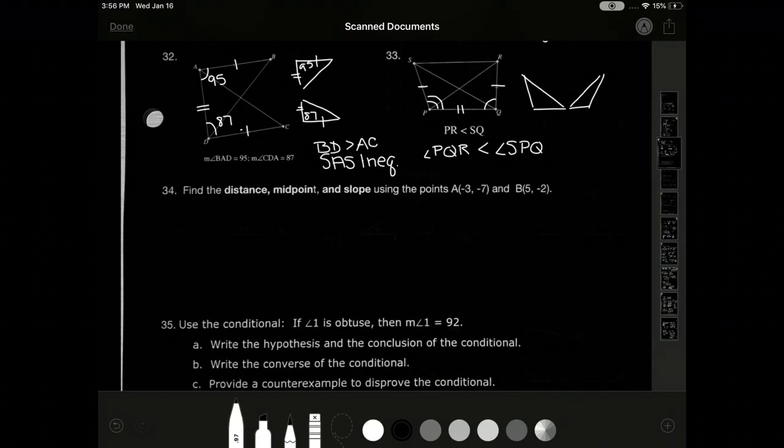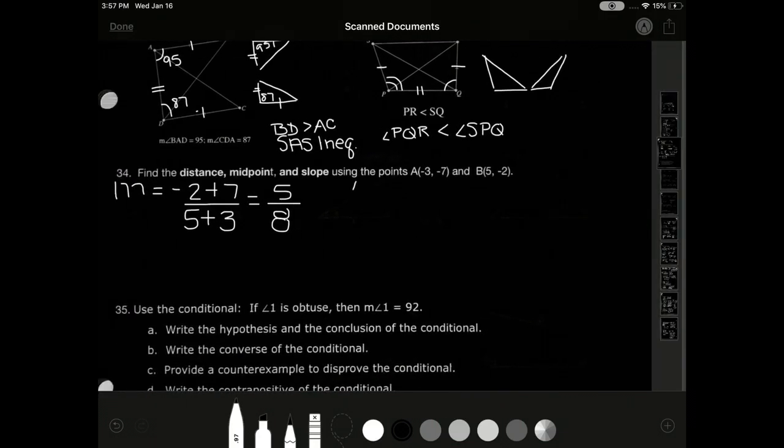We're finding distance, midpoint, and slope. All of these formulas are given to you on the test, right? So we're going to work on slope first. Slope is y2 minus y1 over x2 minus x1. So y2 is going to be negative 2. y1 is negative 7. So we have negative 2 plus 7, because minus a negative makes it positive. And then we have 5 plus 3. So we get 5 on the top, you get 8 on the bottom. You can't simplify it. There's your answer.